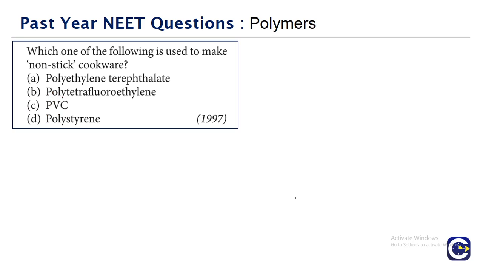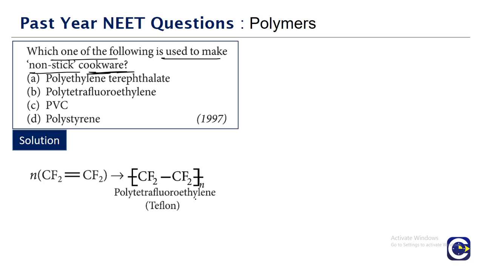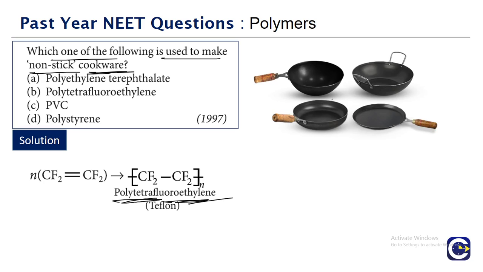Next we have a question that came in the year 1997. Which one of the following is used to make non-stick cookware? I think we already mentioned it. Non-stick cookware basically comes from the coating of Teflon. Teflon is polytetrafluoroethylene. I'm sure you see the non-stick pans or dishes in our households, and the coating is basically Teflon. So what is the answer for this? Option B, which is polytetrafluoroethylene. The commercial name for this is Teflon.